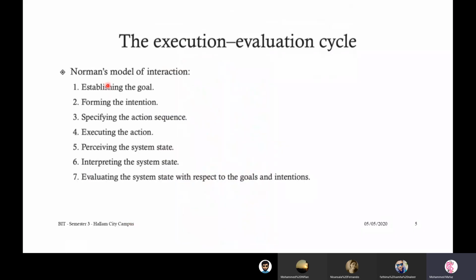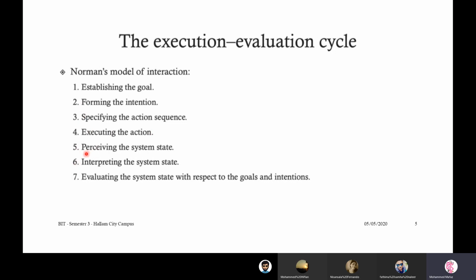So these are the 7 steps. You will have to memorize these 7 steps. You may get questions on this. This is Norman's model of interaction, which I explained. First, you have to establish the goal. Then you form the intention, specify the action sequence, what actions you need to do, then you start executing the action. So these 3 are the execution part. Then 5, 6, 7 are the other side, evaluation.